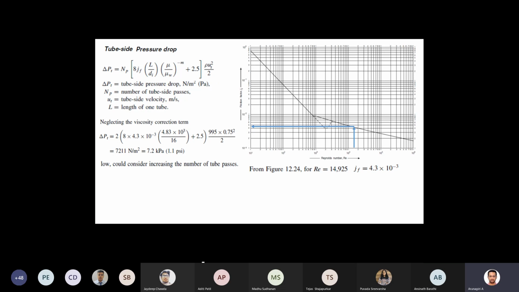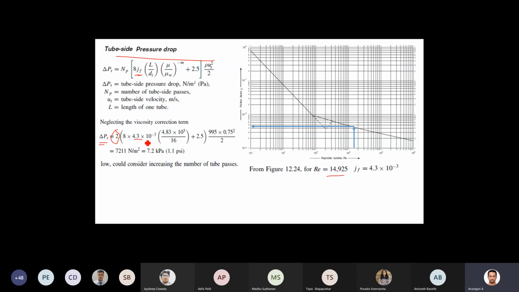So now we have to check the pressure drop in shell side and tube side. Okay. So for the tube side pressure drop, calculate the Reynolds number, we know that is 14925. Then calculate the JF value from the chart, substitute the JF value. You can calculate the delta P in the tube side. So the number of passes is 2.